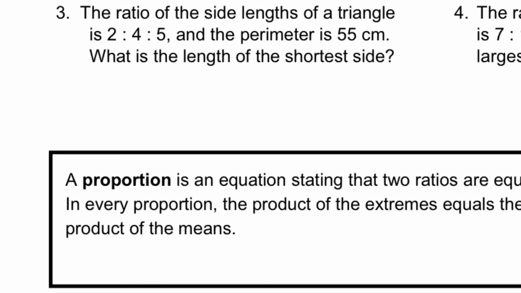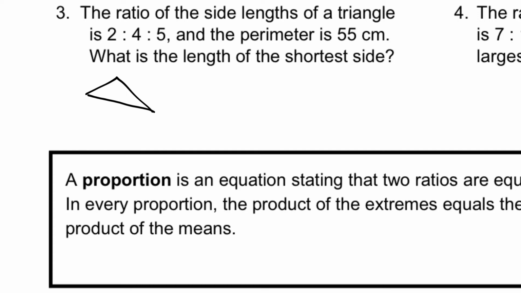In number 3, the ratio of the side lengths of the triangle is 2 to 4 to 5. Well, that means there's a common factor x for these 3 side lengths of the triangle. So we're going to draw a little model for this one. And this model that we draw doesn't have to be to scale. It's just a model to help us do the problem.